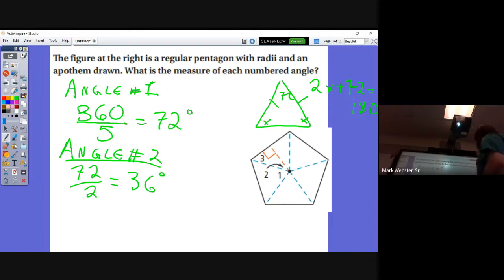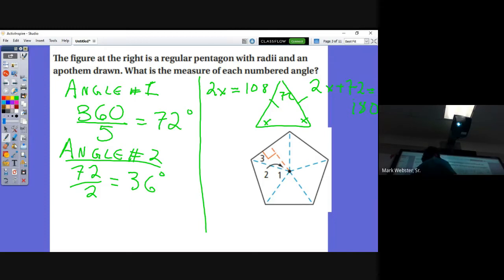So what do we got? We got 2x plus 72 equals 180. Let's subtract 72 from both sides. 180 minus 72 is 108, right? And we divide both sides by 2. Half of 108 is 54.